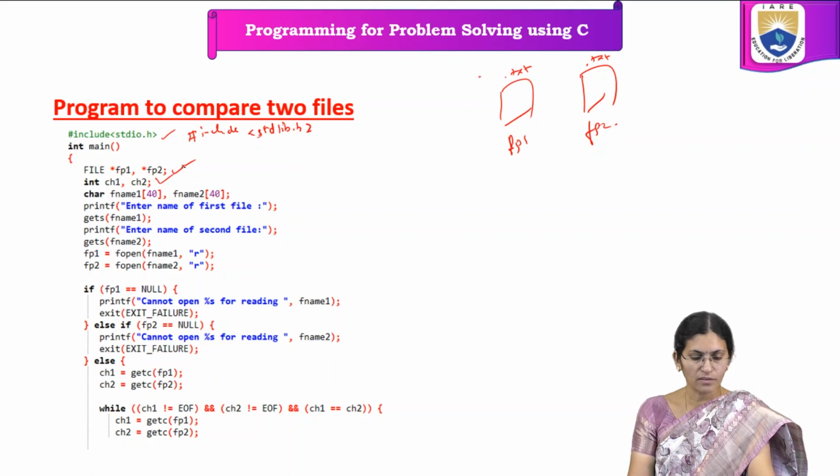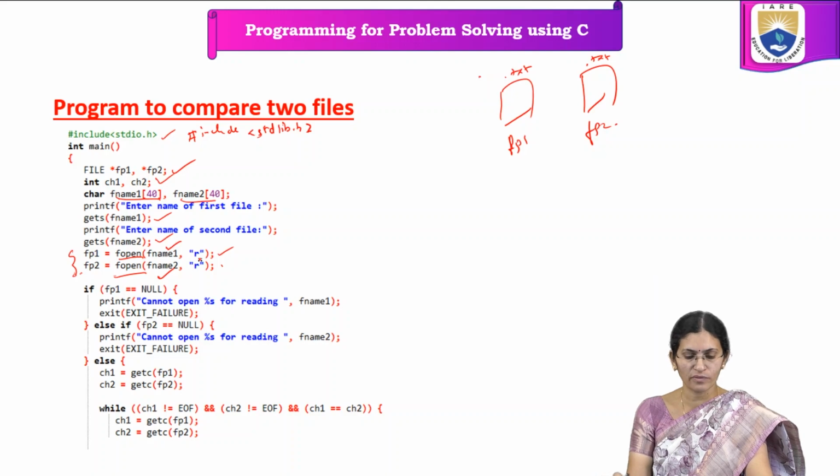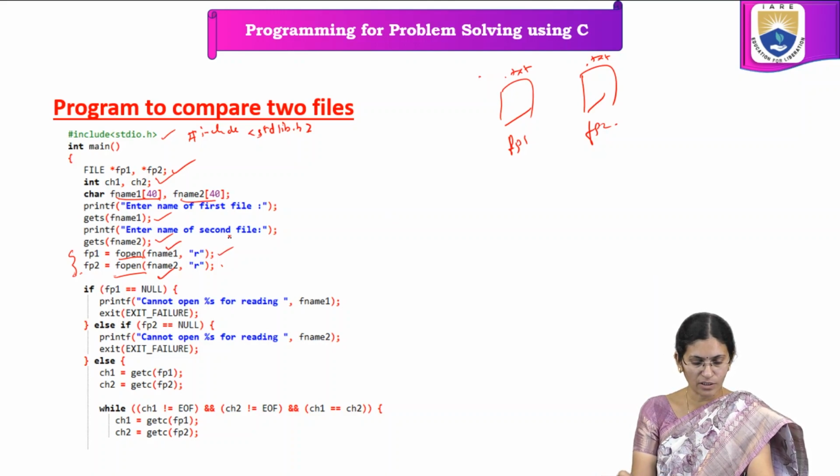We have declared two integer variables ch1 and ch2, and these are used to store the characters read. The file names are fname1 and fname2. Then we need to open the files. These are the statements which are to be written to open the files. fopen is the function. The first one takes the name of file 1, and this one is the name of the second file. Both are opened in read mode. Since we are not performing any write operation, we are opening the files in read mode only.